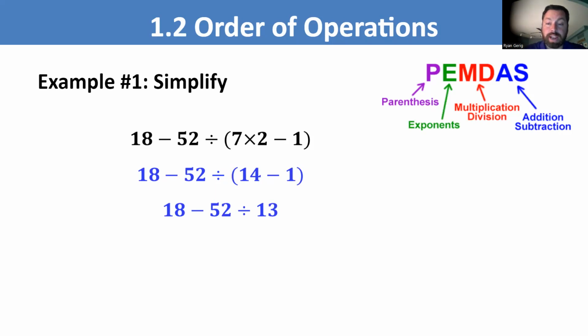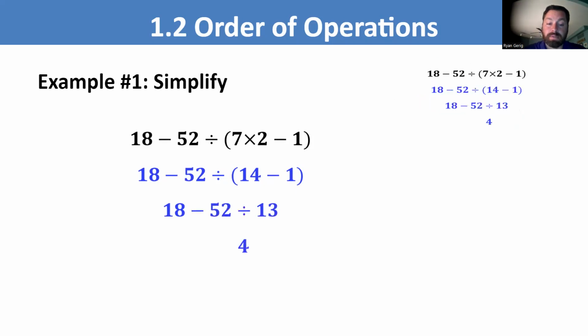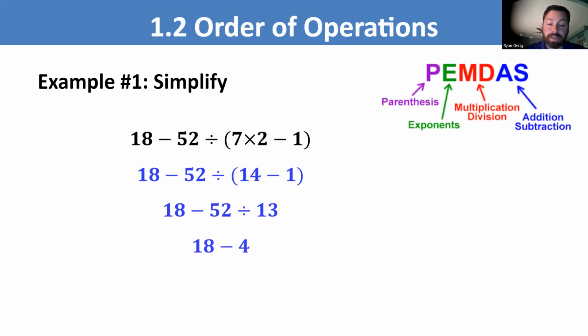I have subtraction and division. Between those two, I do division first. So the 52 divided by 13 gives me 4. And then I drop the 18 and finish up the problem. 18 minus 4 gives me my answer of 14.